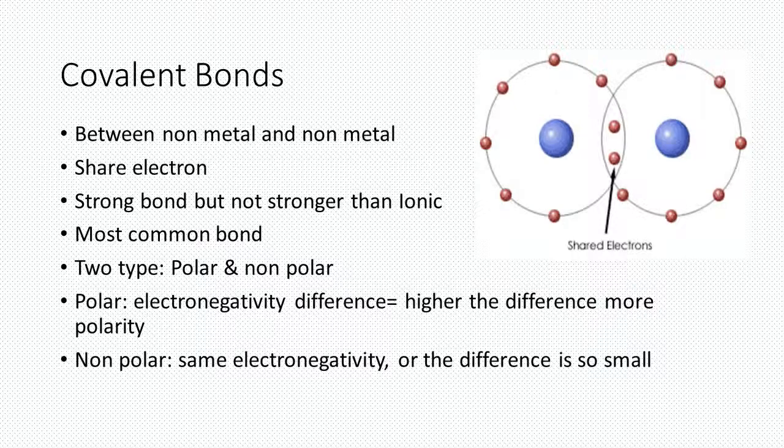Next, we have covalent bonds. So covalent bonds happen between a non-metal and a non-metal. And how is that? Basically, they share electrons. So both of the non-metals lack electrons in their outermost shell, and in order to become complete, they need to share electrons.